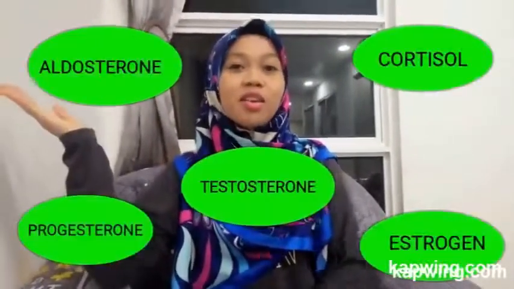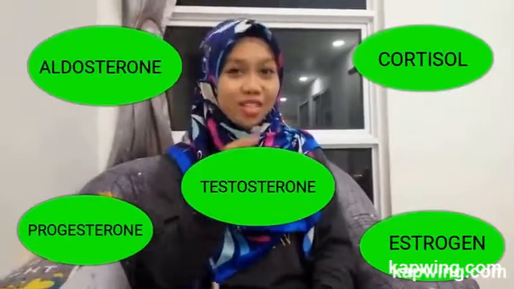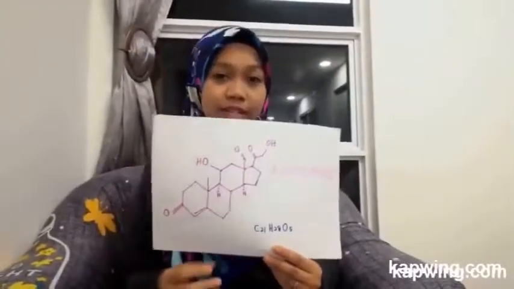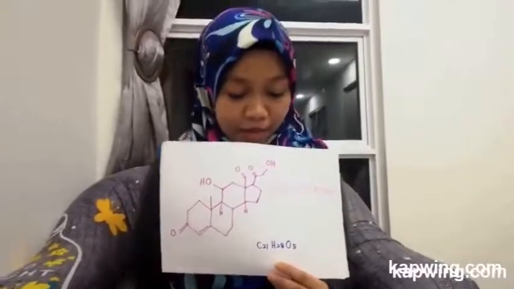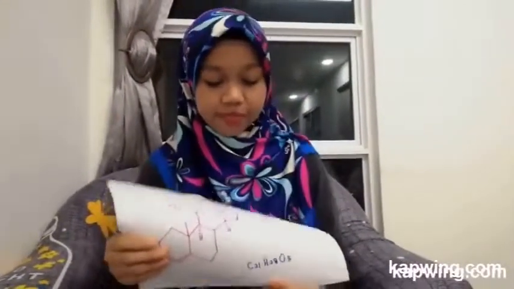Assalamualaikum and hi. I'm going to proceed to the types of steroid hormone. There are 5 types of steroid hormone, which are aldosterone, cortisol, progesterone, estrogen and testosterone. The first type of steroid hormone is an adrenal gland hormone, which is aldosterone. This is the chemical structure and the chemical formula is C21H28O5.